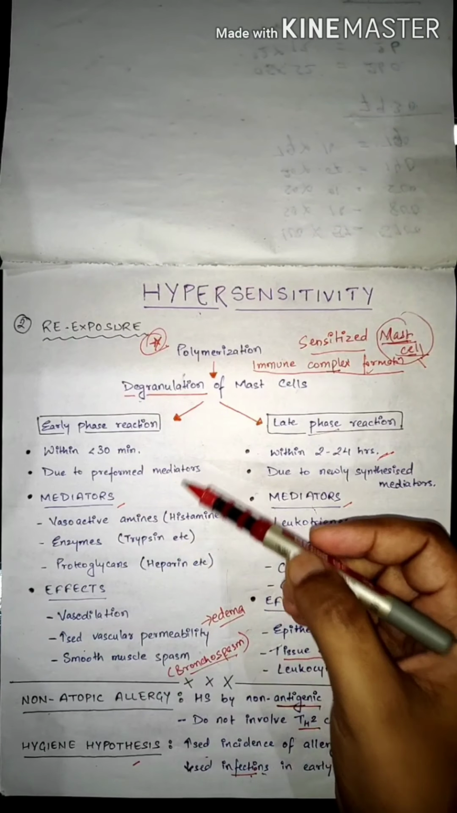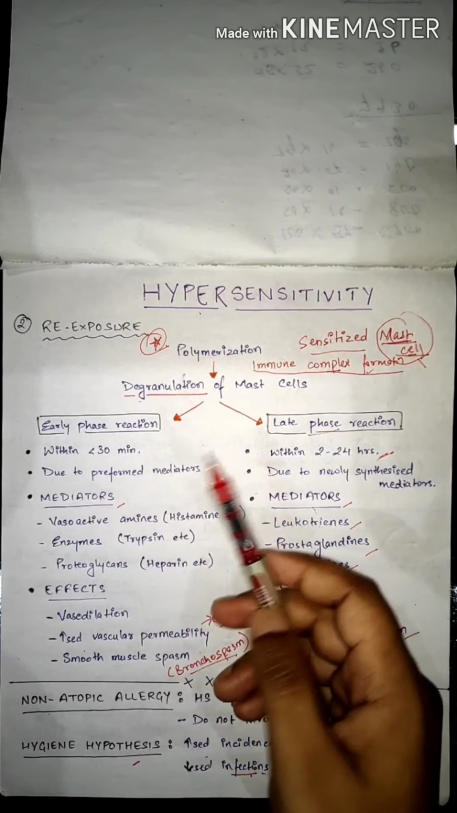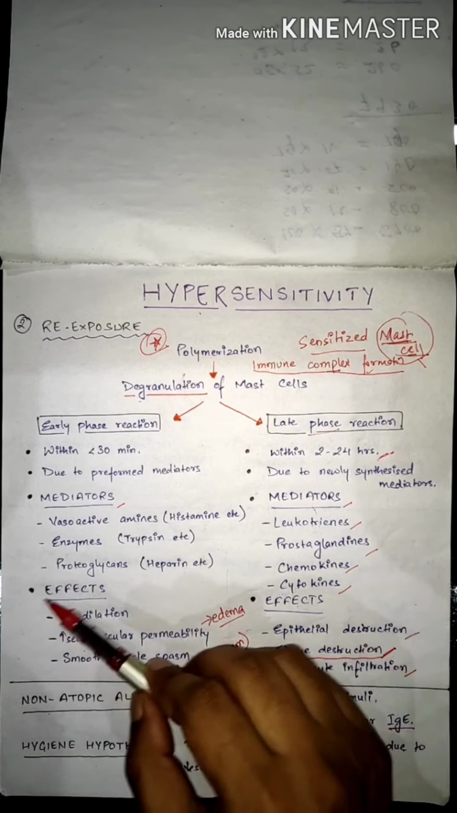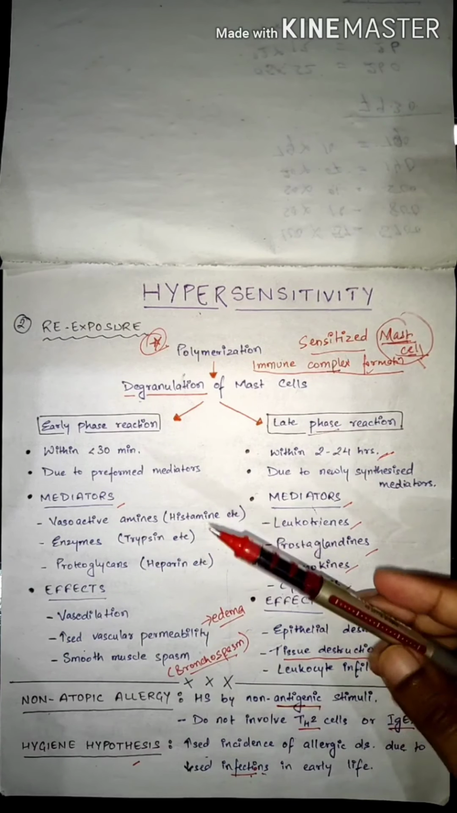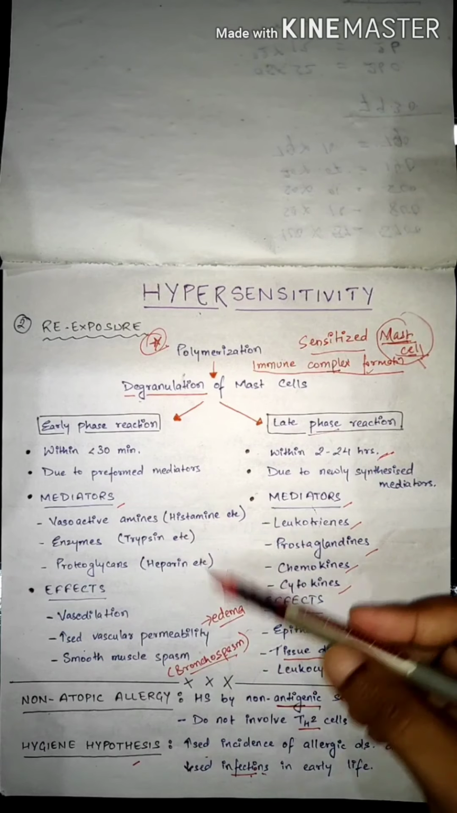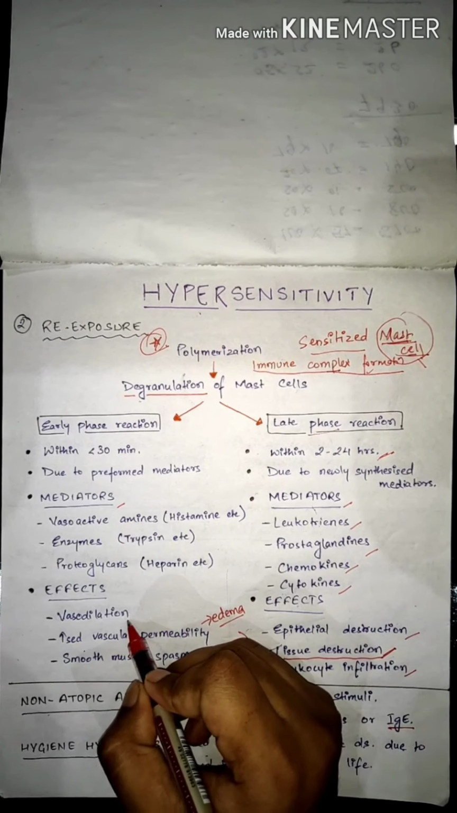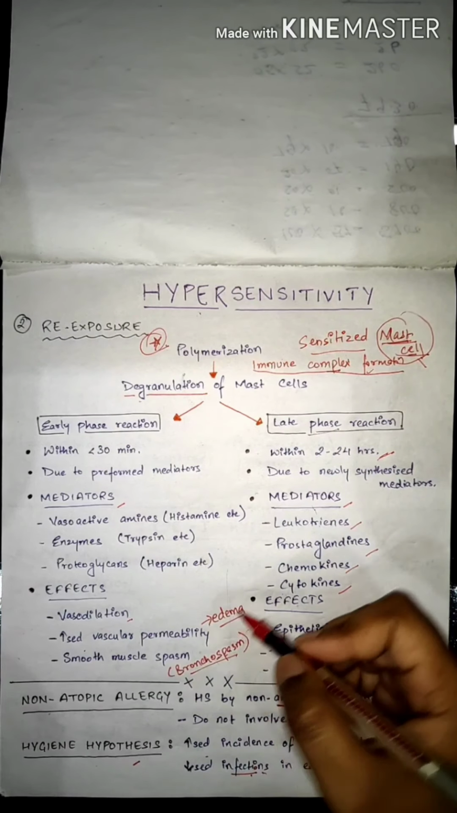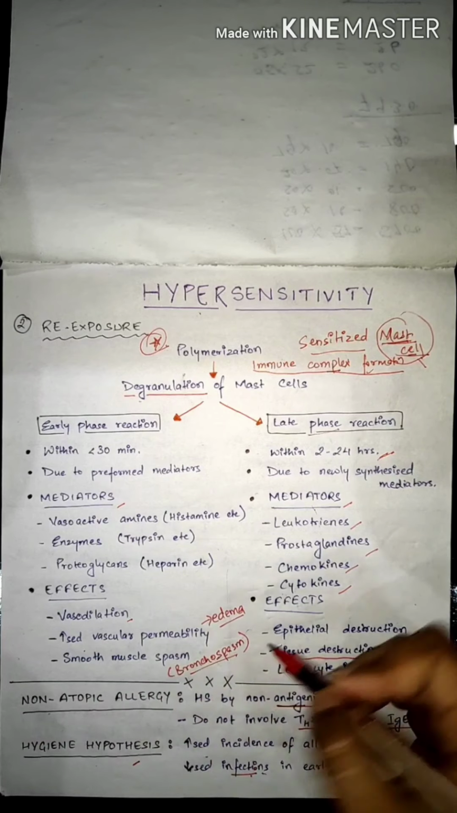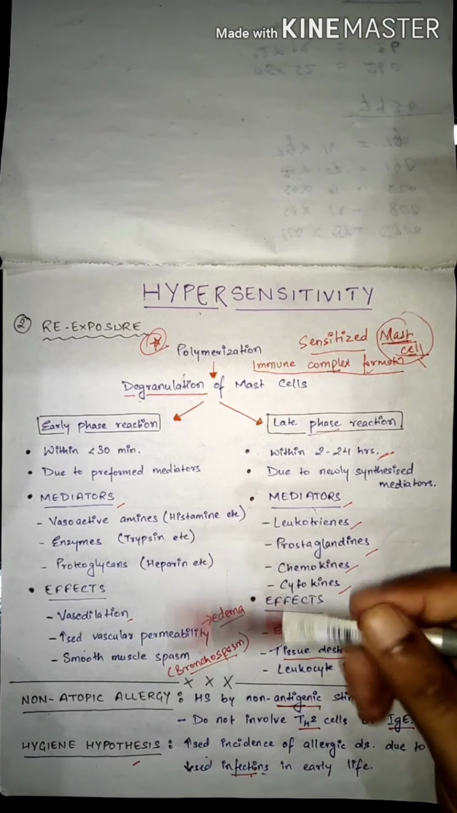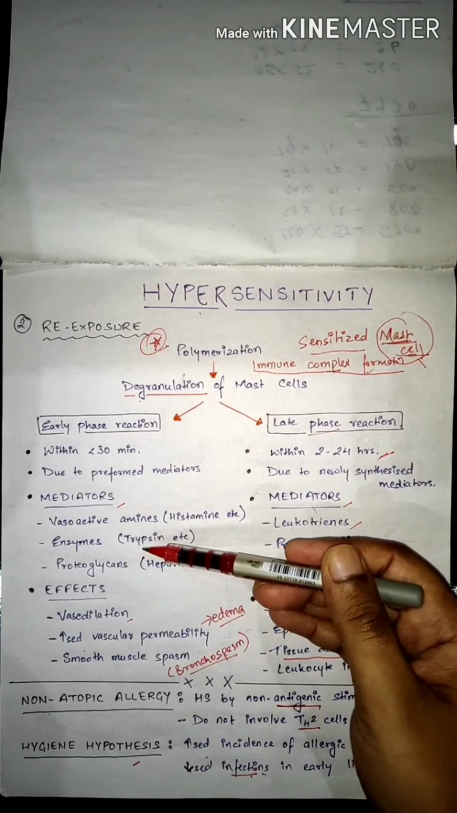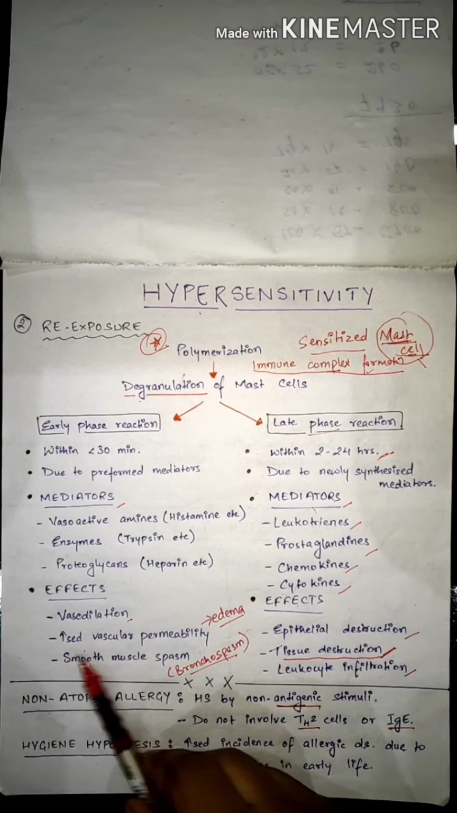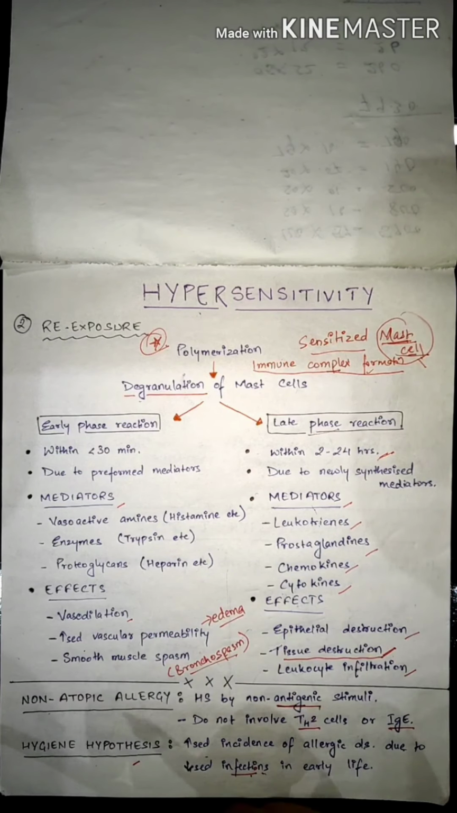Now what are preformed mediators? Some examples of these preformed mediators are vasoactive amines like histamine, enzymes like trypsin, proteoglycans like heparin. And what are their effects? It will lead to vasodilation, increased vascular permeability, meaning edema, and smooth muscle spasm like bronchospasm. So in early phase reactions, due to these mediators, we will see these effects: vasodilation, edema, and smooth muscle spasm.